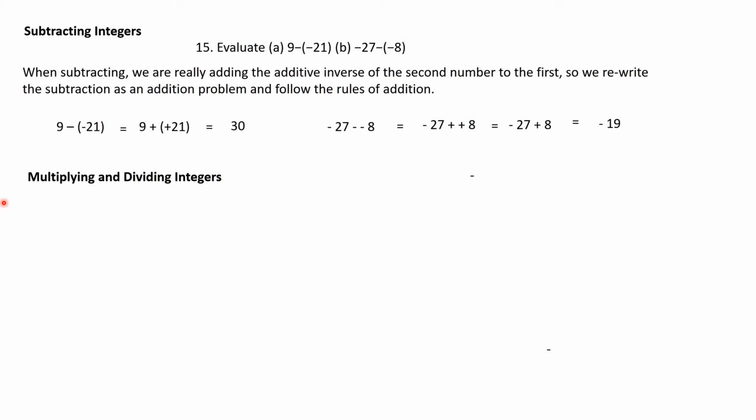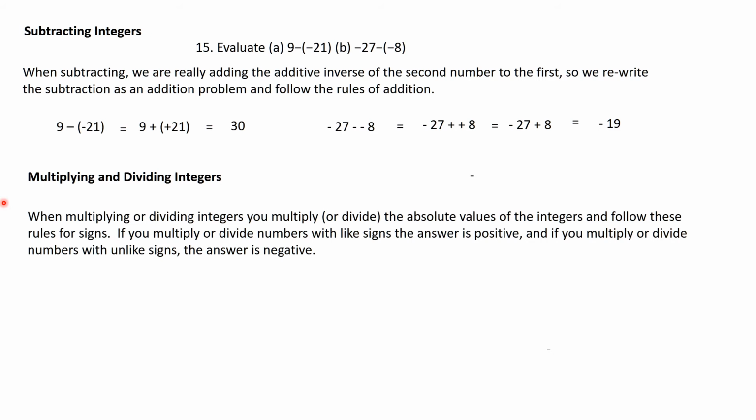Now multiplying and dividing integers, you just follow multiplying or dividing, and then you determine the sign of your final answer. If you are multiplying like signs or dividing like signs, you always get a positive answer. And if you multiply or divide opposite signs, then you always get a negative answer. So if it's a negative times a positive, you're going to get a negative.